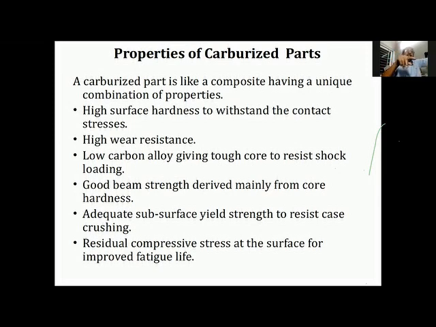Good beam strength is derived mainly from the core hardness. Here, the case depth at the root also plays an important role to improve the effect of good core hardness in the case of bending fatigue. There is adequate surface yield strength to resist case crushing, and residual compression at the surface, which is very good for improved fatigue.